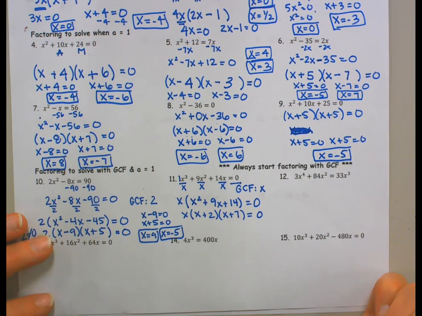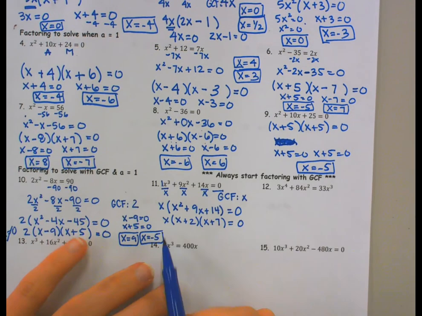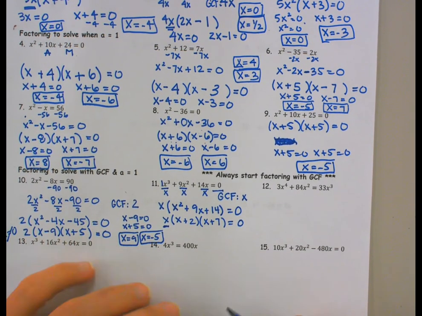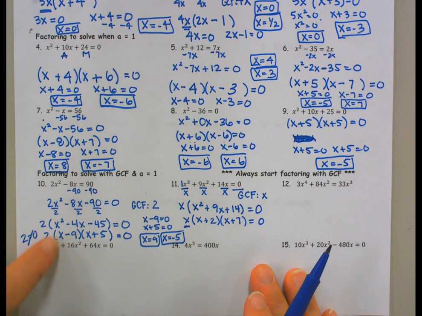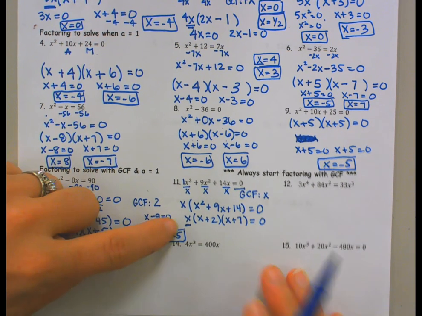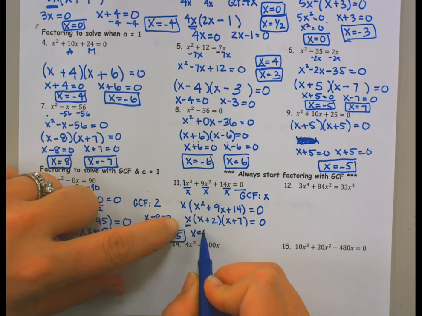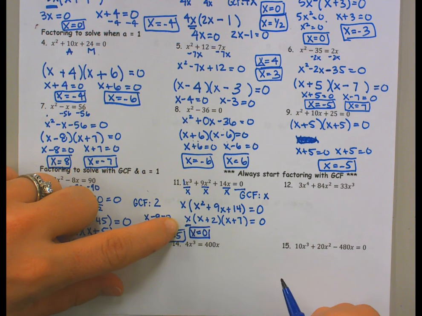So now when I set each factor to 0, this x has a value out here, right? I can set that equal to 0. 2 I could not set equal to 0, but x I can. And that tells me one of my solutions is x equals 0.